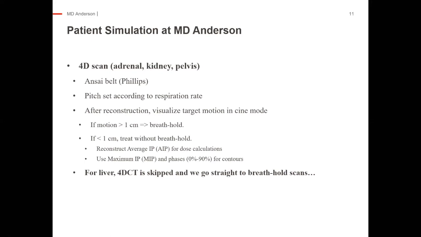And just a reminder, for your adrenals, your kidney, your pelvis in general, you're going to make an average intensity projection, or AIP. This is what you're going to do your dose calculations on. And you're also going to create a MIP, or maximum intensity projection, and draw contours on the MIP as well as individual phases. So it's your 0 through 90%.